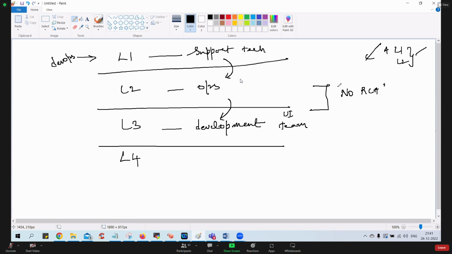Did you get the point, guys? Very, very important: DevOps does not believe in the RCA concept. They believe in something called findings. That's it. Findings: what you found here, what you think could be a trouble. You have to document that and push the ticket to the team.